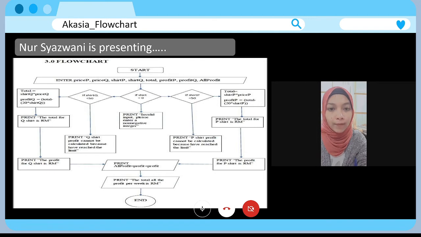And the left hand side is for shirt Q. The process is the same as shirt P, which is you need to enter the amount of shirt Q that is less than 50, and the output will bring the total of Q and profit Q. After we enter the amount of shirt P and Q, at the end of the coding, we will print all the profit that we can get from shirt P and Q. After that, our coding is done.